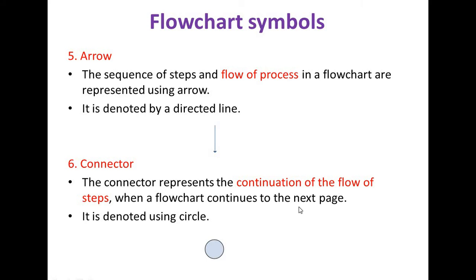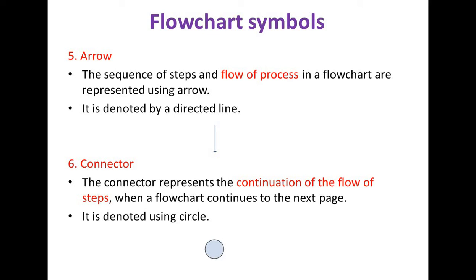The next symbol we have is the arrow. We have discussed the start or stop symbol, input or output, process, and decision making, right? Once all those steps are involved, we need to represent the flow of control or the flow of the process. That should be represented with the help of an arrow. It is denoted by a directed line.